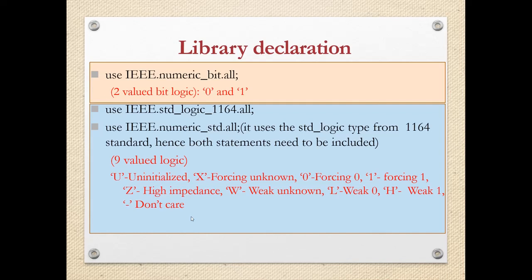Instead of that, if we go for use IEEE.std_logic_1164.all, then 9-valued logic can be used, like uninitialized, forcing unknown, forcing 0, forcing 1, high impedance, weak unknown, weak 0, weak 1, don't care. All these types of logic will be considered, and we will be using this library in all our VHDL codes.